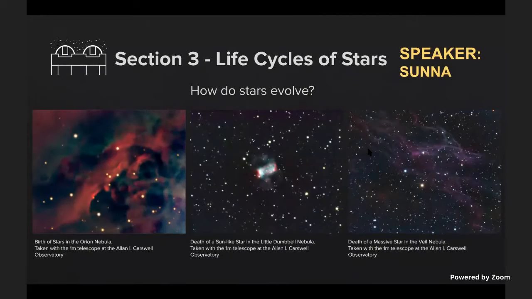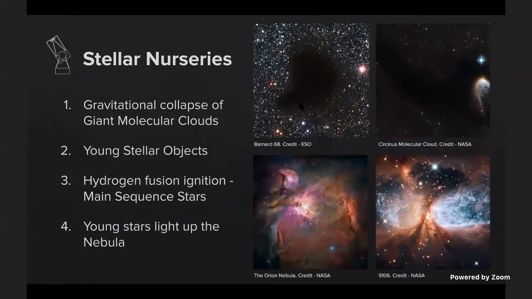You now know that stars spend their lives on the main sequence, but what happens to stars before and after they turn into main sequence stars? All stars begin their lives in giant molecular clouds, which are the coldest and densest clouds of gas in the universe, examples of which are shown on the top right of the slide. Stars begin to form when the cloud begins to collapse under its own weight, creating many young stellar objects.